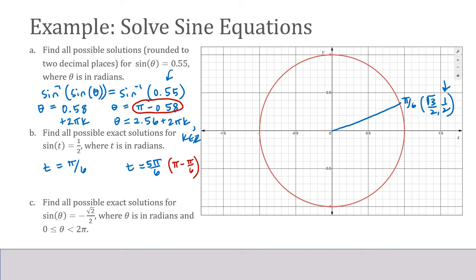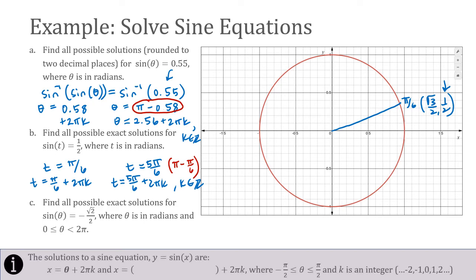Okay, I want all solutions, so I'm going to say that the solutions are t equals pi over 6 plus 2 pi k, and also t equals 5 pi over 6 plus 2 pi k. In both cases, k is an integer. Now, I talked about the pi minus, whatever the calculator gave you on part A. I just talked about it again in part B. Let me generalize that really quickly before we go on to part C.